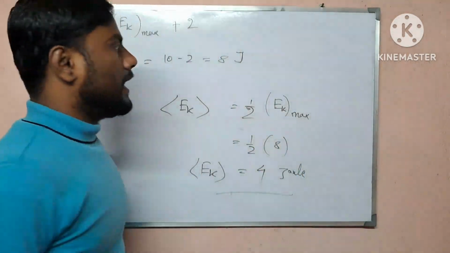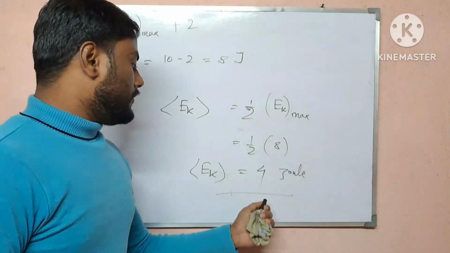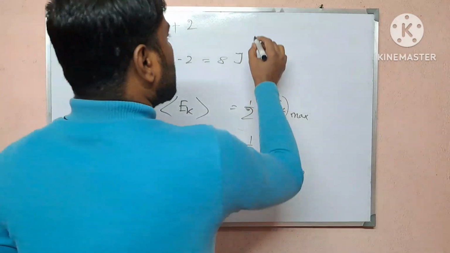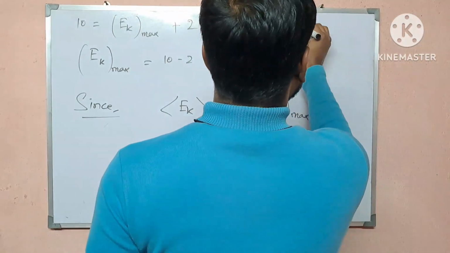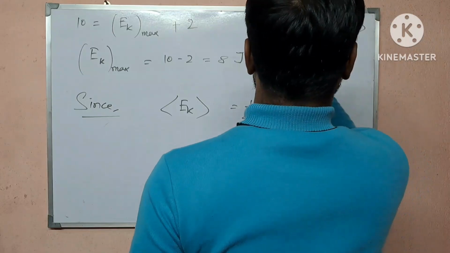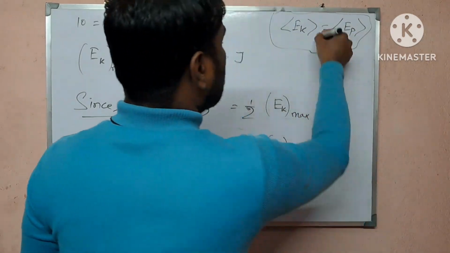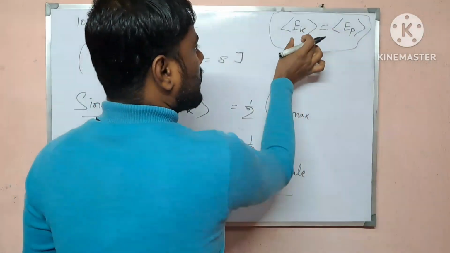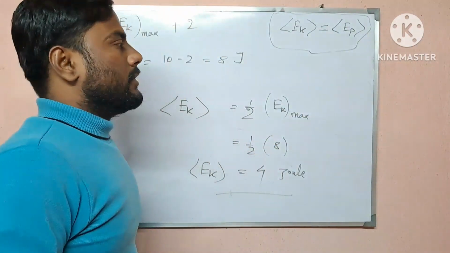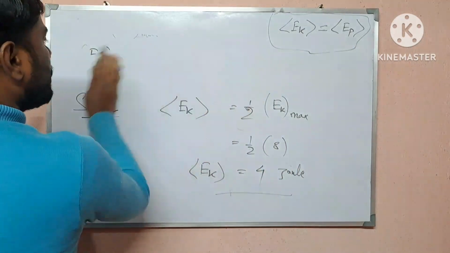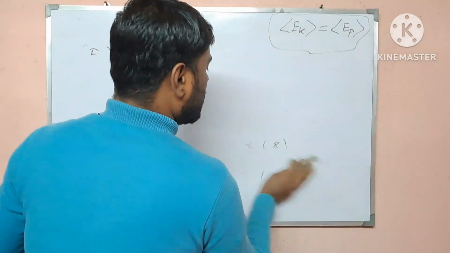Okay, and you can also expect this in your board exam: show that in a full cycle the average value of kinetic energy as well as the average value of potential energy for a particle executing SHM is always equal. For a particle executing SHM, its average value of kinetic energy is always equal to the average value of potential energy.